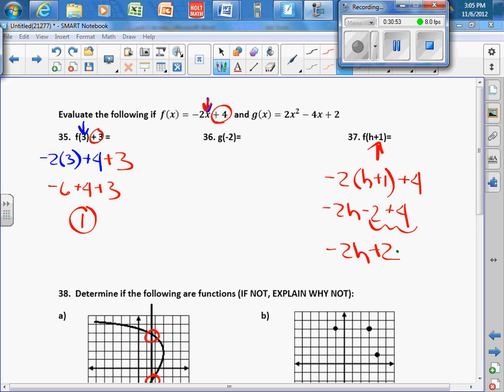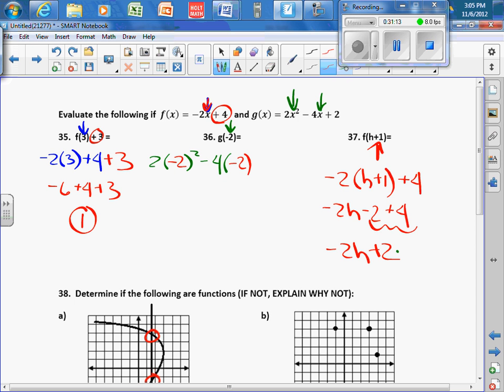And last but not, well, the last page anyway, g of negative 2. Whatever is in the parentheses goes in for the x here and here. So I'm going to have 2 times negative 2 squared minus 4 times negative 2 and then plus 2. Now here, do you do the exponents first or do you multiply first? It's always exponents first, so we're going to have 2 times 4 plus 8 plus 2. 8 plus 8 plus 2 is 18.